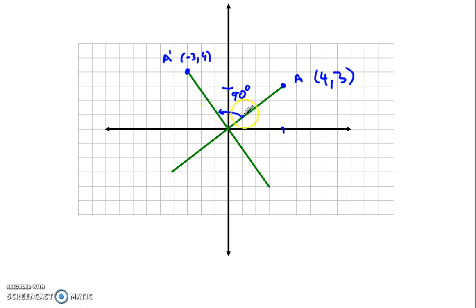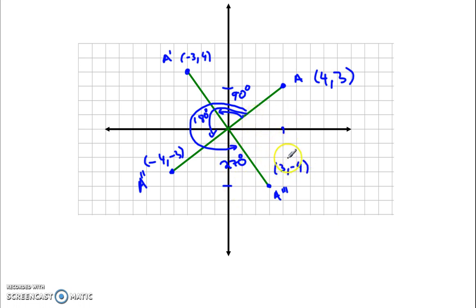Now another 90-degree rotation means from my initial point to the next point, at this point right here, this is a 180-degree rotation. 180 degrees. This point right here, let's just do 2 primes. That is -4 and -3. And then the last rotation all the way around to here, that's 270 degrees. This point, I'll just do a triple prime, is 3 and -4.